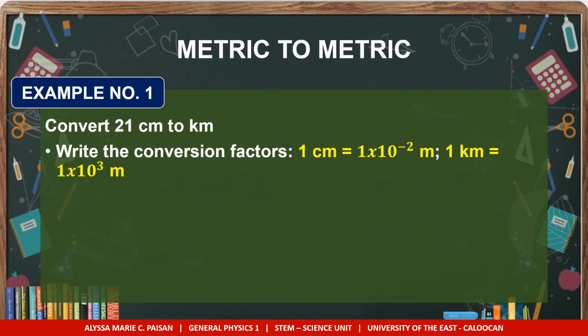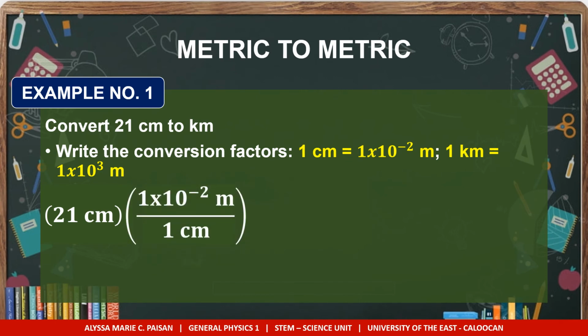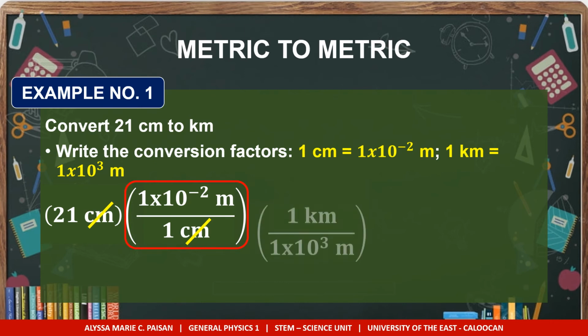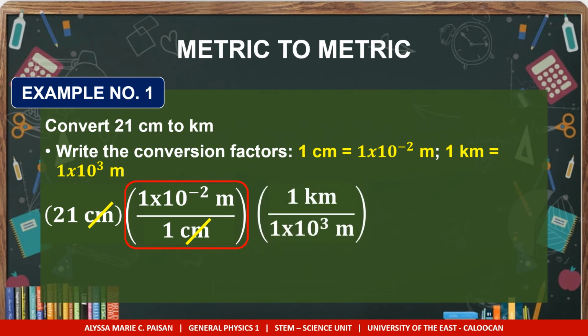For the solution, let us write the given, 21 centimeters. Our first step should be to cancel the unit cm, so we will write the first conversion factor as 1 times 10 raised to negative 2 meters over 1 centimeter. After that, we can cancel the unit cm, and then we will write the next conversion factor, 1 kilometer over 1 times 10 raised to 3 meters.